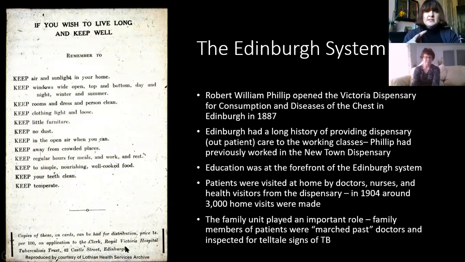But something else that was interesting about the Edinburgh system was, you would go and get assessed at the dispensary, and then they would try and decide what to do with you. Often you would be sent to a sanatorium or to a farm colony. But the really interesting thing about it in relation to the family unit was the fact that they had a really extensive system of visiting homes. So patients were visited by doctors, nurses, and health visitors from the dispensary. Around 3,000 visits in 1904, which is quite a lot.